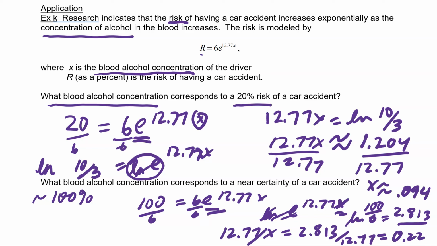And again, the legal limit is about 0.08, so we are nearly triple the legal limit and having, again, a near certain chance of having an accident.